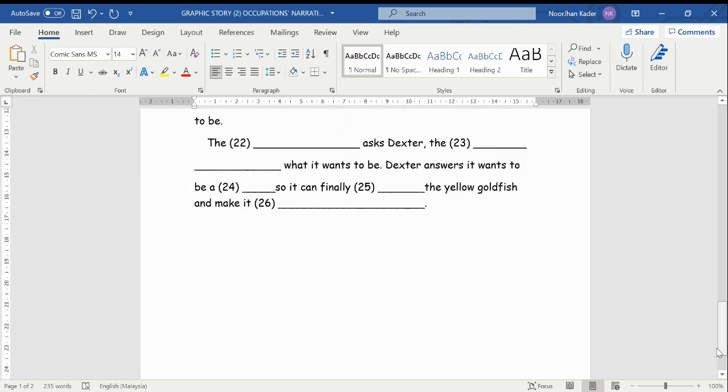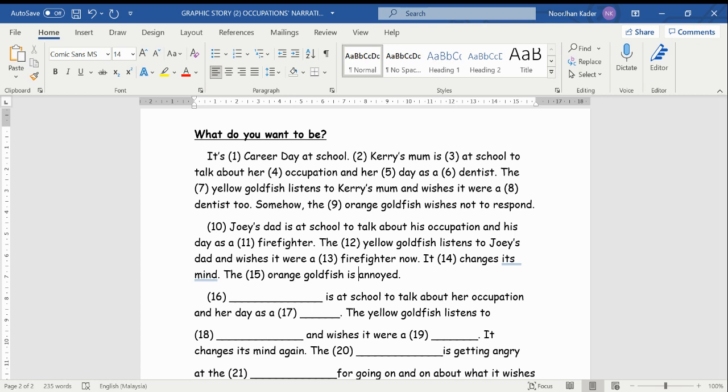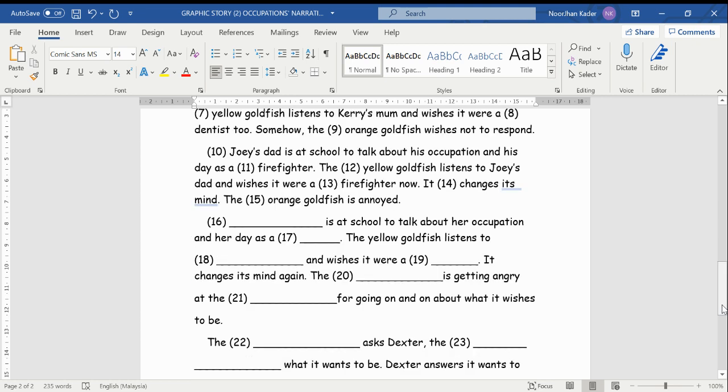Okay, the third paragraph and the third frame. Don't worry. Later on, after I finish discussing all the answers, I will underline all the answers for you. The paragraph for the third frame.